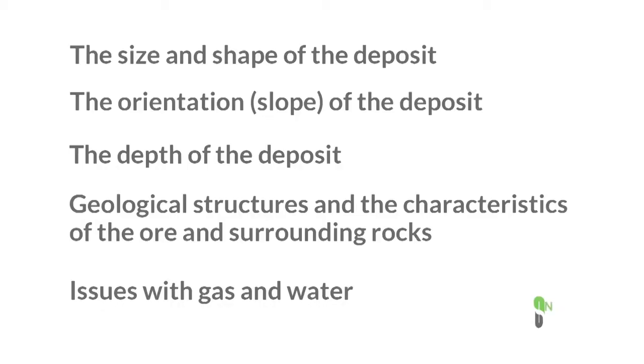The choice of an underground mining method depends on a range of factors, and these include the size and shape of the deposit, the orientation or slope of the deposit, the depth of the deposit, geological structures, characteristics of the ore and the surrounding rocks, and issues with gas and water. In combination, these factors allow us to determine an appropriate arrangement and sequence for a mining operation.